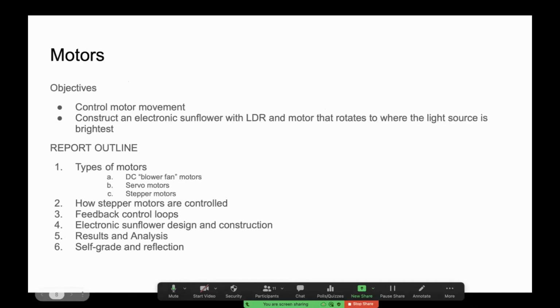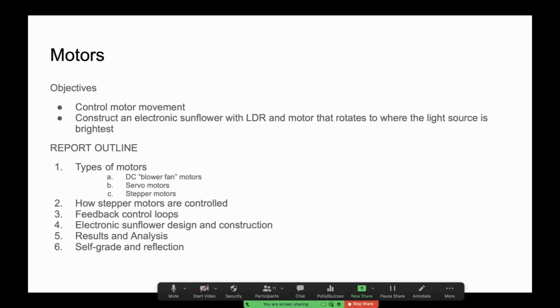And finally, we will work with motors. So the objectives for this last experiment would be how to control a motor and how to construct an electronic sunflower with an LDR and a motor that rotates to where the light source is brightest. This is a proxy for a solar panel that is capable of finding where the sun is so that it maximizes the sunlight that impinges on the panels.